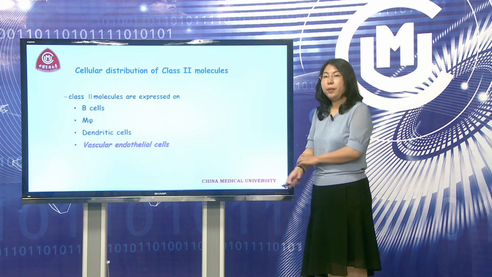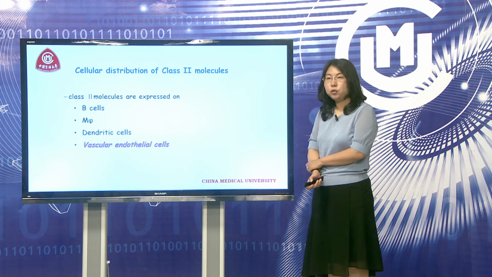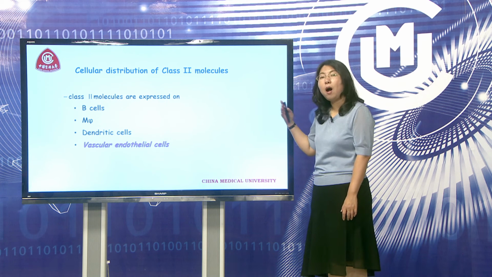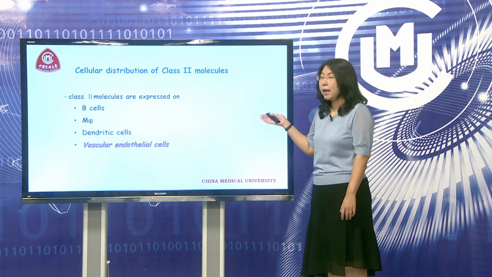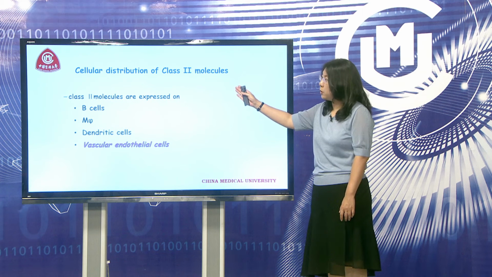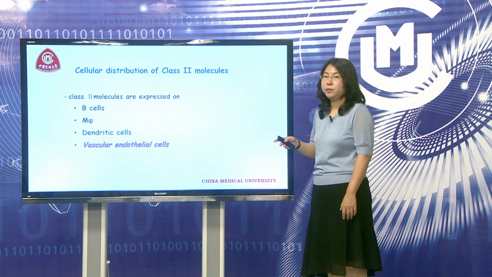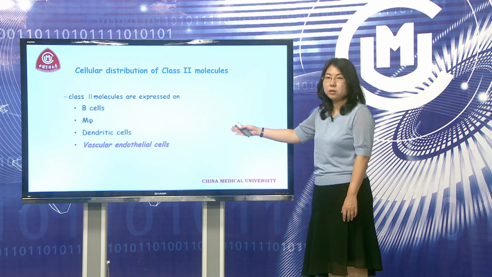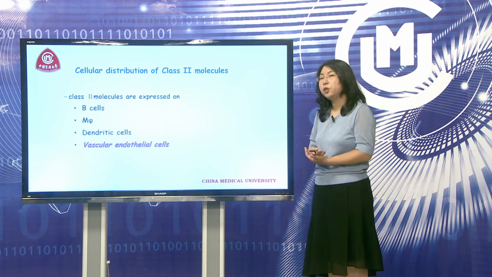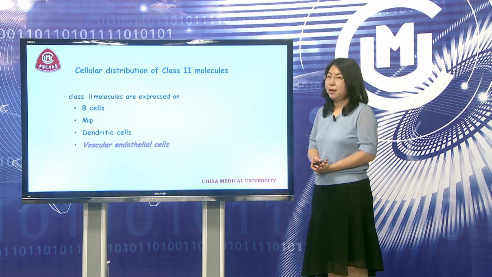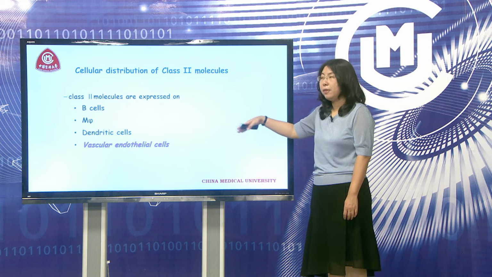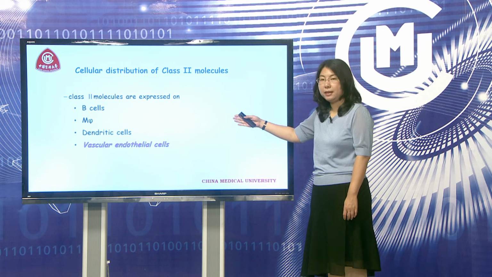Now let's compare the distribution of the class 2 molecule. Just now we learned the class 1 molecule is expressed on all nucleated cells, but for the class 2 molecule, the cell distribution is very limited. Let's see: B cell, macrophage, dendritic cell. Later you will know, we call these 3 cells antigen presenting cells. They are professional antigen presenting cells. They have a very special role to present antigen.